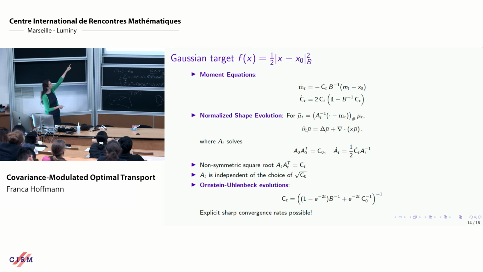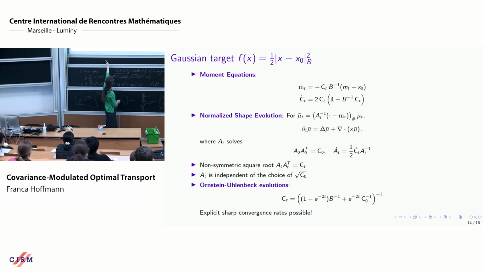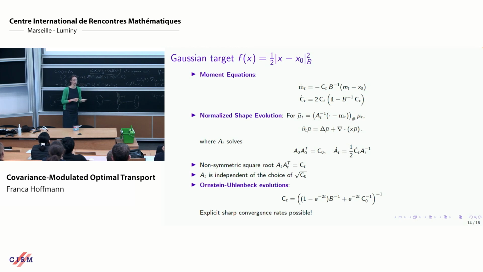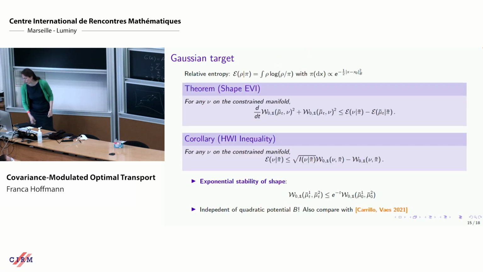So if you look at f's that are just quadratic, B here is the covariance matrix of the target, and x0 is the mean of the target. And then you can actually write down the moment equations. You can solve them explicitly. I only wrote it here for the covariance, but then you can get explicit sharp convergence rates both for the mean and for the covariance. That's very nice. The rest I think I already said.